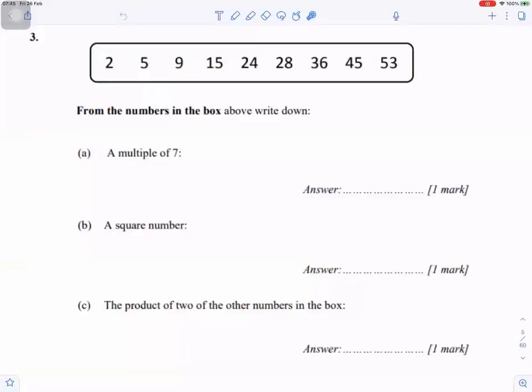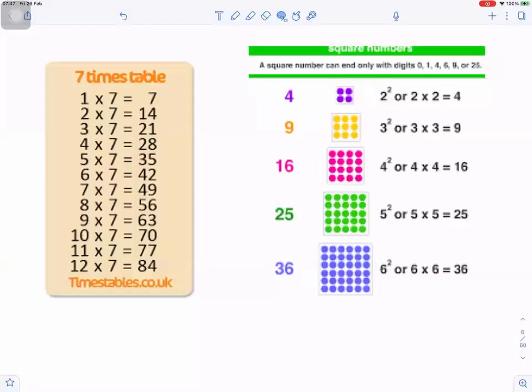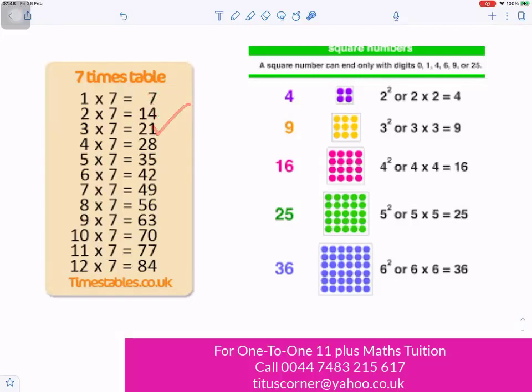Question number 3. From the numbers in the box, write down a multiple of 7, a square number, and the product of 2 of the other numbers in the box. So some help for answering those questions, you need to know your 7 times table. 7 times 1 is 7, 2 times 7 is 14, 3 times 7 is 21, 4 times 7 is 28, 5 times 7 is 35, 6 times 7 is 42. So you know the 7 times table.